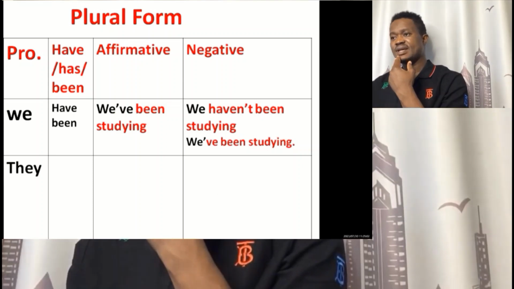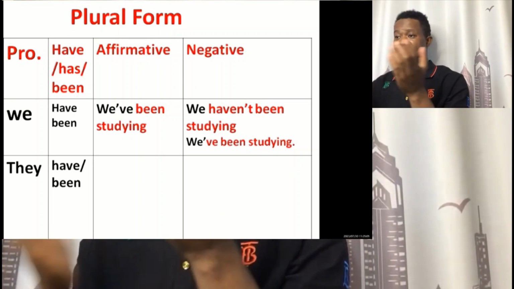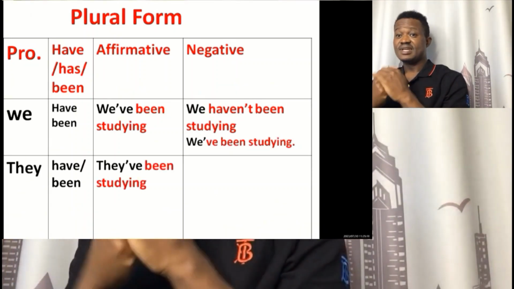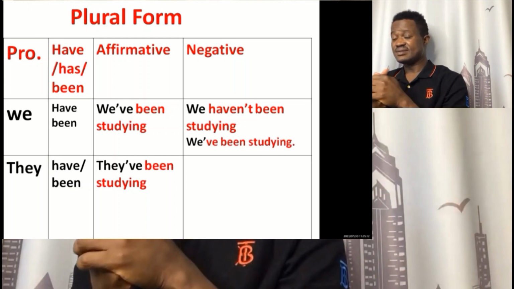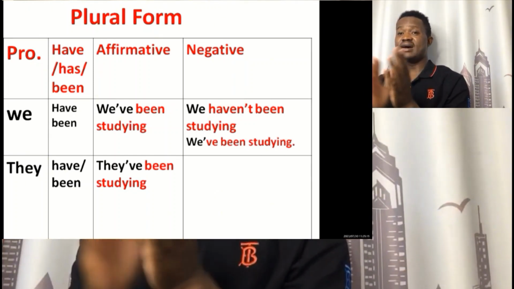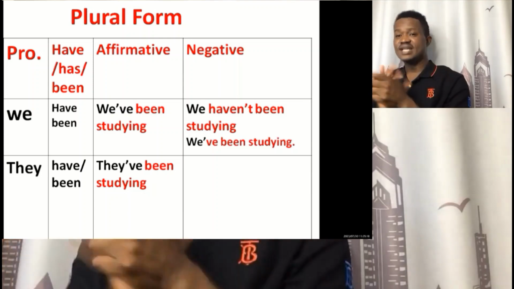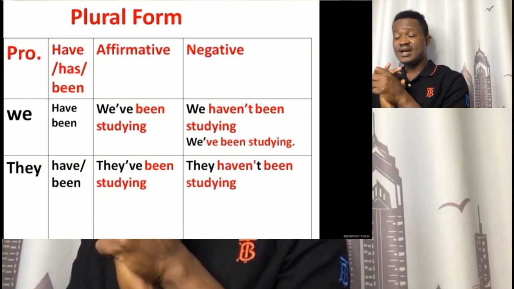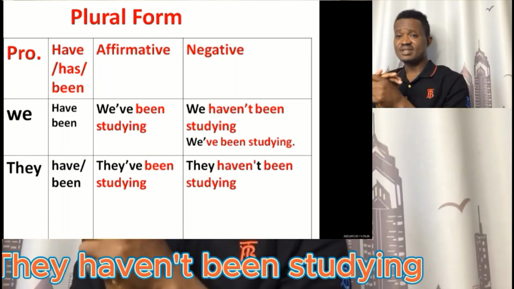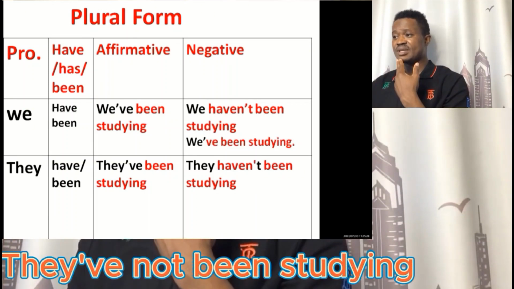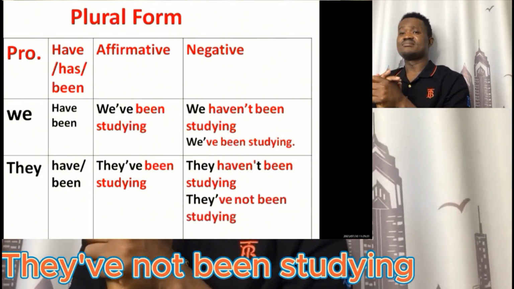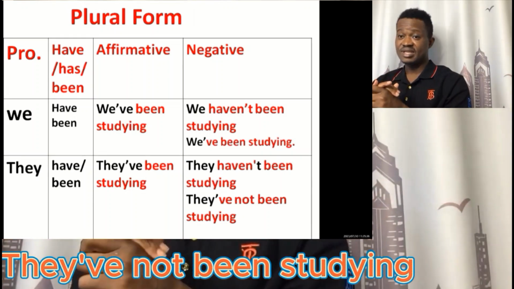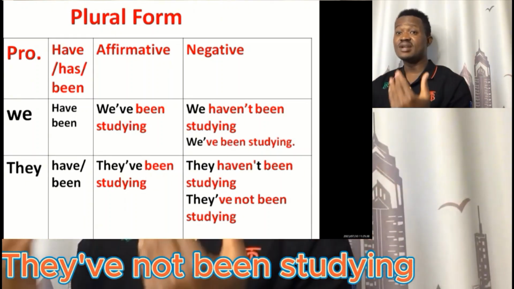Now they. We use the word have. They've been studying. The other way is they have been studying, but faster, they've been studying. The negative is they haven't been studying. The other way is they've not been studying. So you gotta be careful with not.